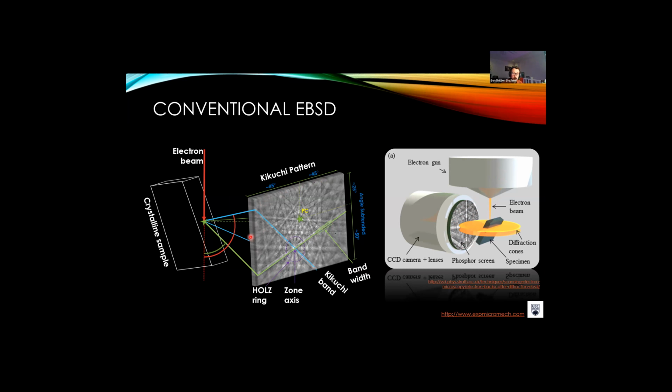So the diffraction patterns contain a number of features that are interesting. First and foremost, we have the so-called Kikuchi lines, which are effectively two conic sections that are separated by an angle 2 theta and correspond to the specific diffracting lattice planes.